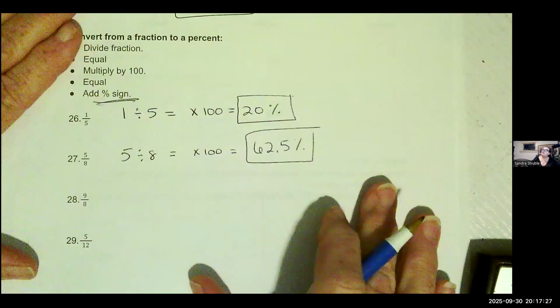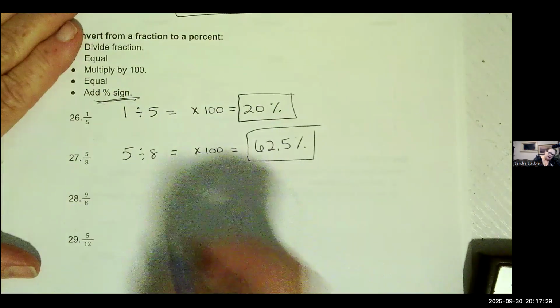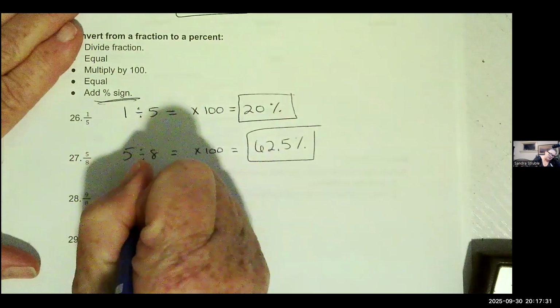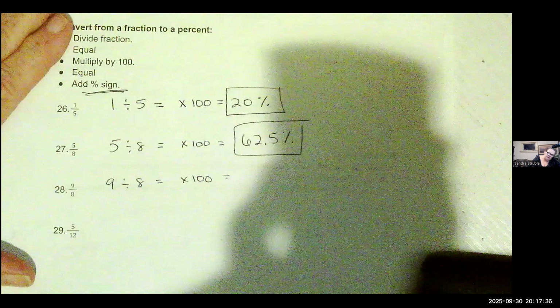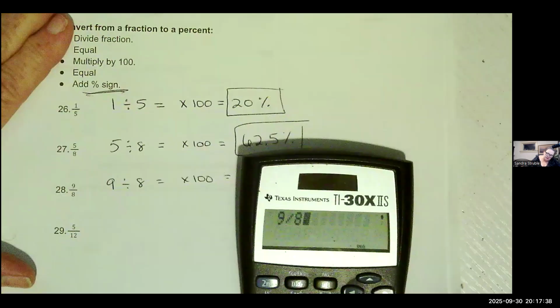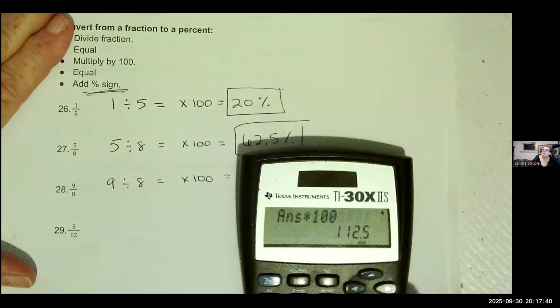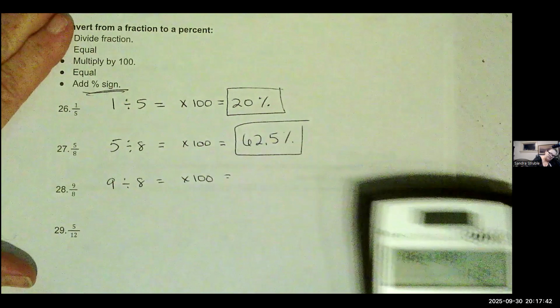I want you to pause the video and do the next two yourself. 9/8 is 9 divided by 8 equals times 100 equals. 9 divided by 8 equals times 100 equals. Is that 112.5%.